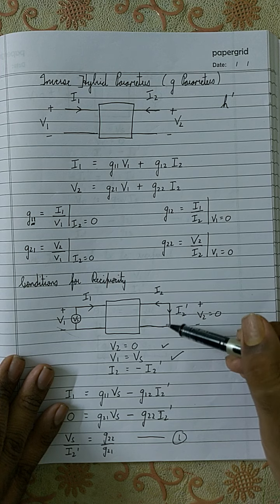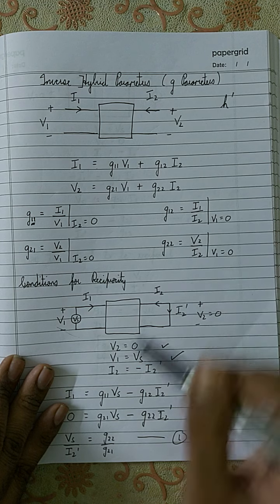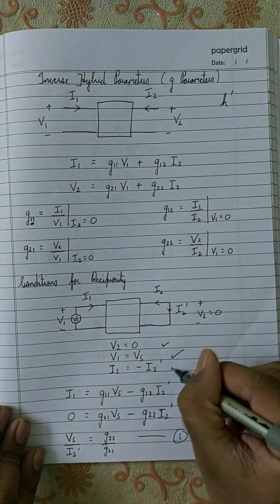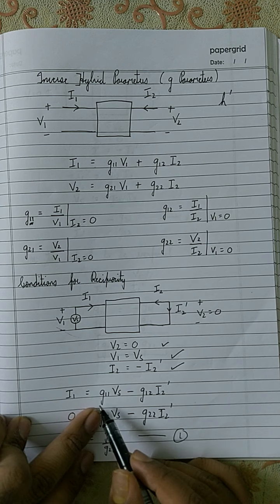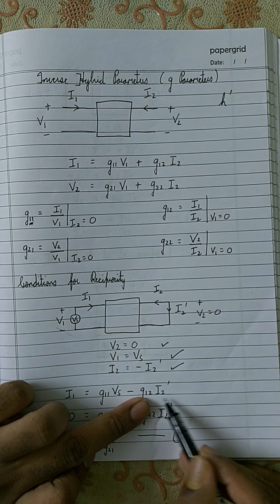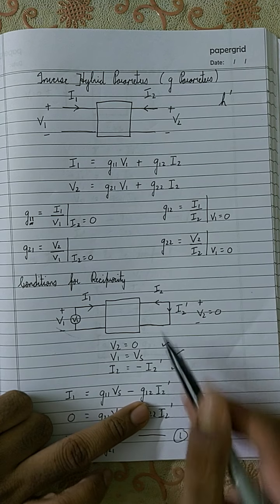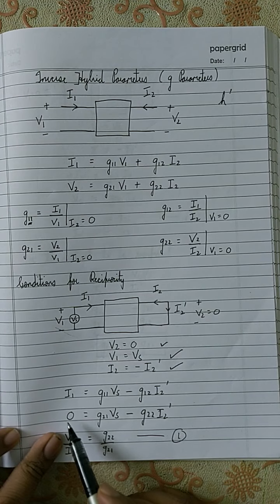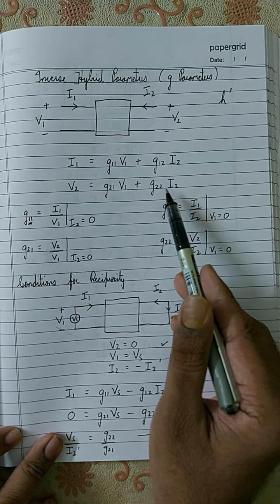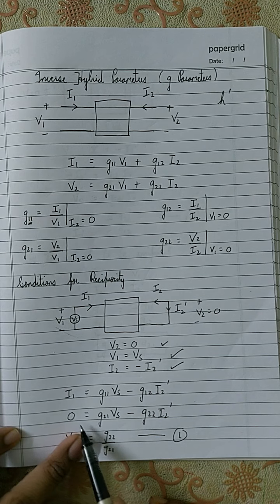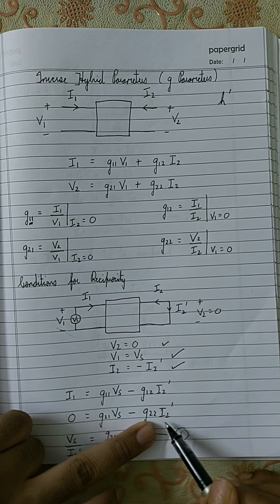And also the response is called I2 dash, and already there's a current called I2 over here, and therefore I2 is equal to minus I2 dash. Substitute these three conditions in my inverse hybrid parameter equation. So I will get I1 is equal to G11 Vs minus G12 I2 dash, because I2 is replaced by minus I2 dash. Also in the second equation we already know V2 is equal to G21 V1 plus G22 I2. So substituting V2 is equal to 0, it becomes 0 is equal to G21 Vs minus G22 I2 dash.